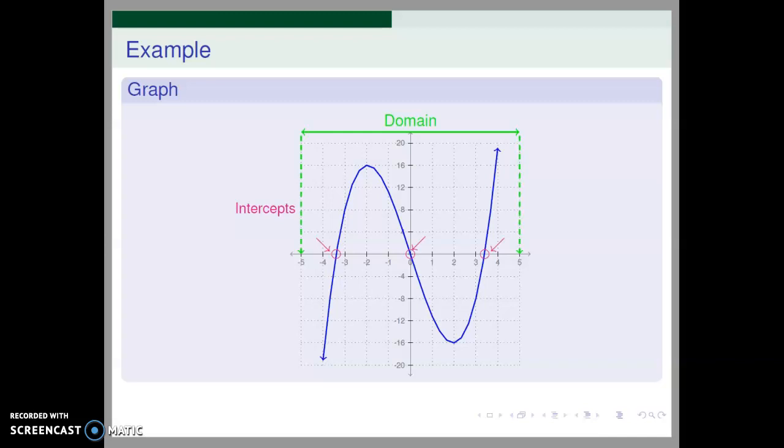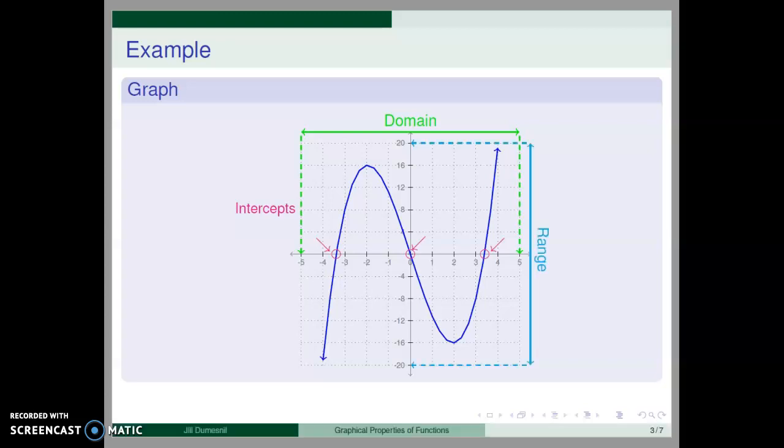We can identify the domain of the function by observing which x values are used in the graph. We have to interpret from the arrows on the ends of the graph that the function continues for all real x values. Similarly, we can identify the range of the function by observing which y values are used in the graph. Again, we interpret from the arrows on the ends of the graph that the function continues for all real values.